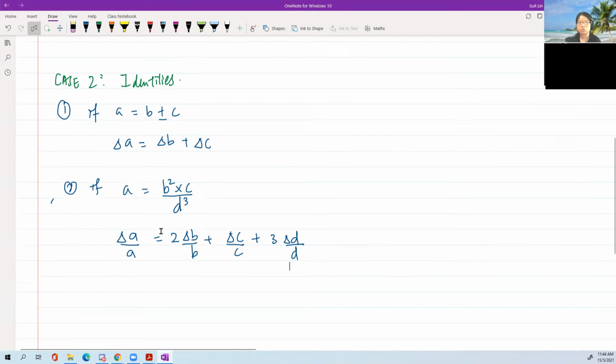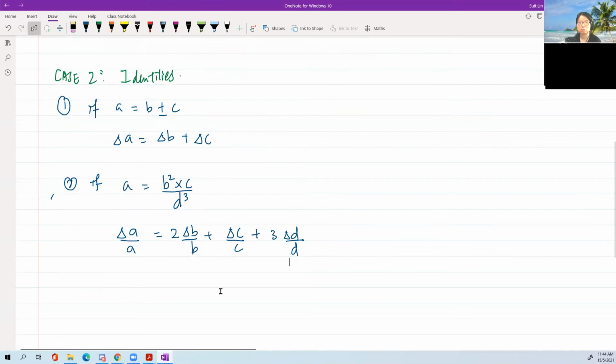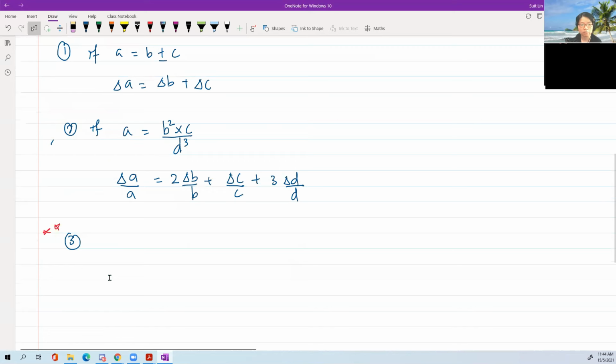Okay, so this one can use, no? Third one, log and ln. Let me put a star here. There's a video where we derive this equation, but right now, on the eve of the exam, ain't nobody got time for derivation.